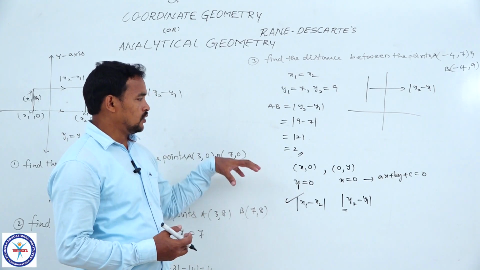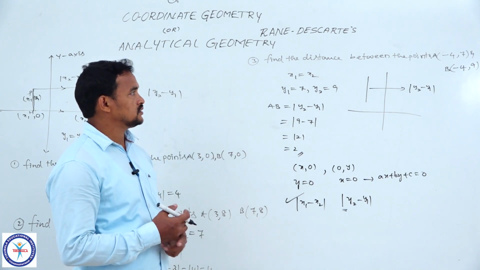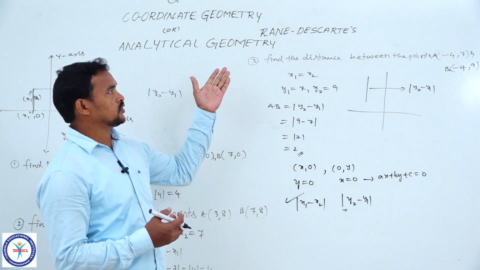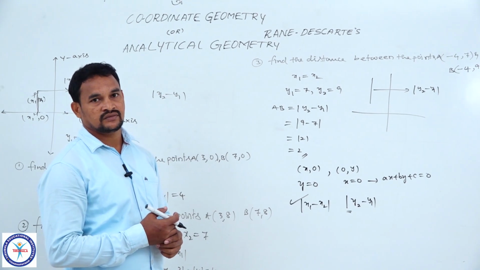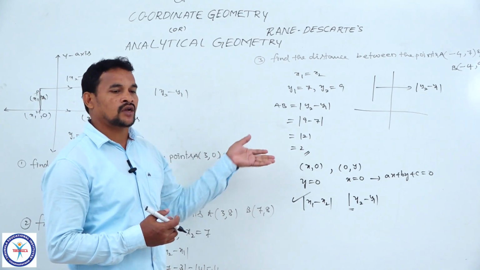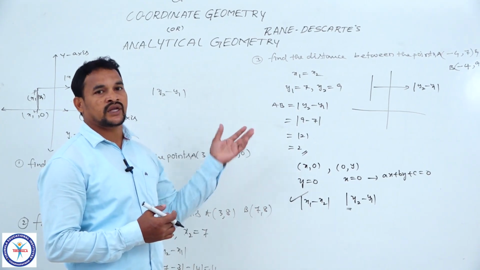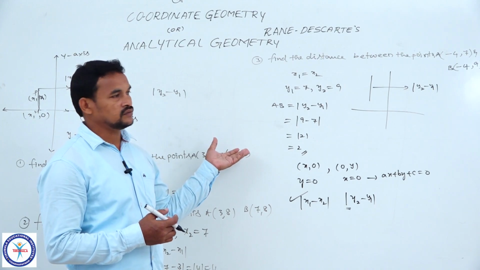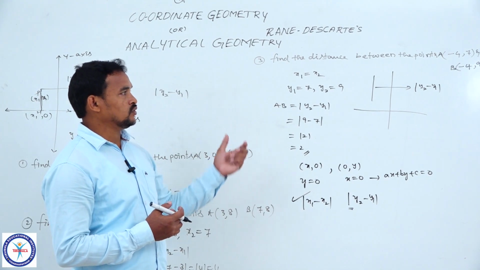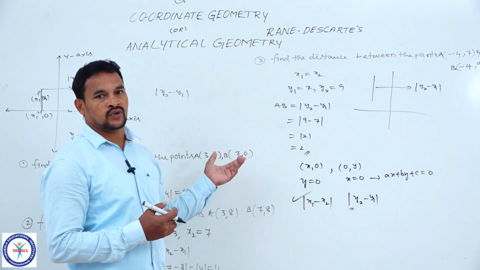Okay? So today in our class we learned some concepts in coordinate geometry. First of all, the author of coordinate geometry is Rene Descartes, and how to take the axes, which axes are coordinate axes, which axes are oblique axes, and how we take points on the coordinate axes. We also learned how to find the distance between two points.